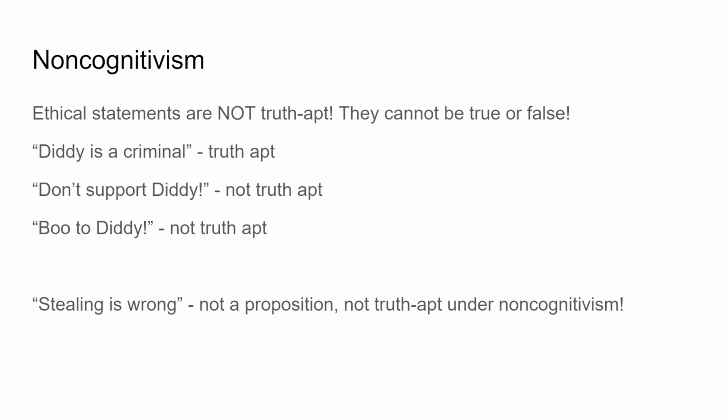So one of the main branches of moral anti-realism is non-cognitivism, under which ethical statements are not truth-apt, right? They're not the kind of thing that can be true or false. So just to remind you what it means for something to be truth-apt, take the proposition Diddy is a criminal. Okay, that's truth-apt. That can be true or false. I'm going to say it's true. Don't support Diddy. That's a command. That's not the kind of thing that can be true or false.